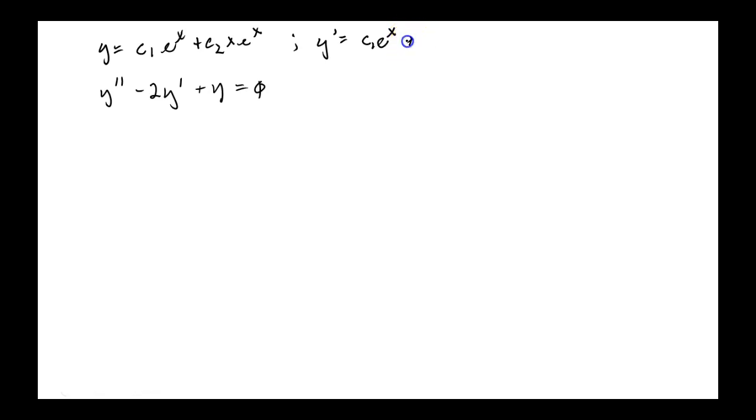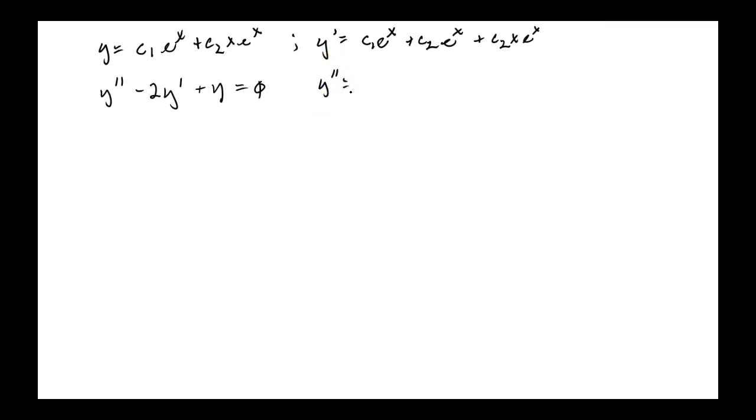C2 e to the x plus C2 e to the x, perfect. Plus C2 x e to the x, isn't it? Oh, yes, I thought I already said that. Right? Okay. That's your y prime, but we also have to go one more and do a y double prime.